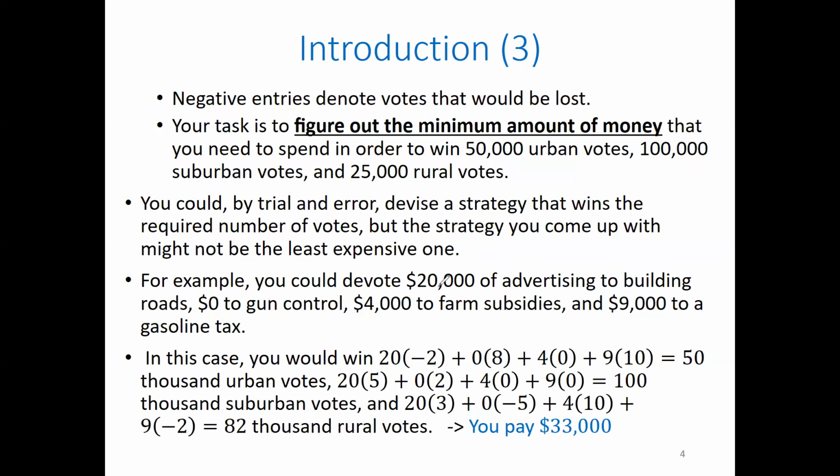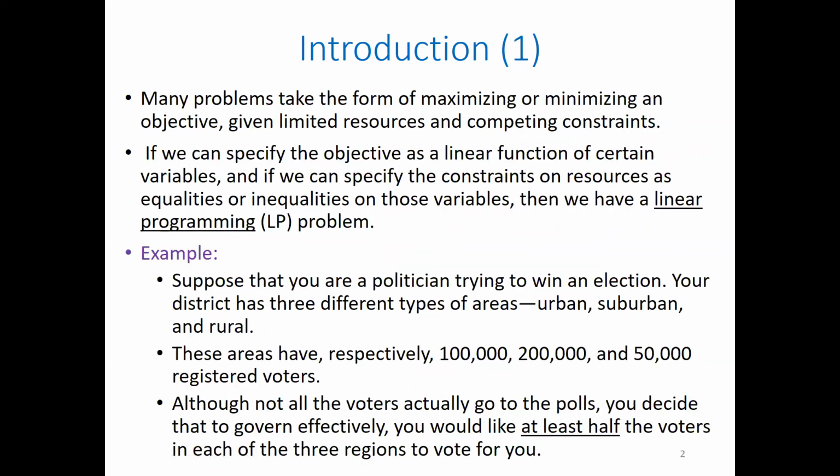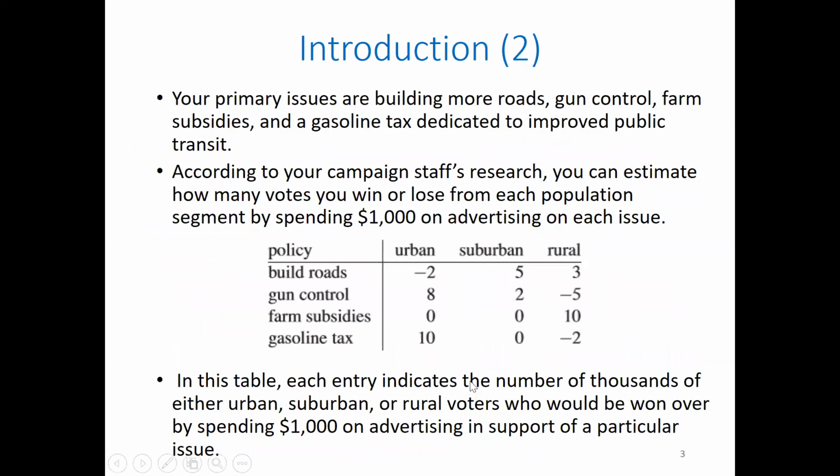For example, you could say, what happens if I put $20,000 for advertising on building roads, no money on gun control, 4,000 for farm subsidies, and 9,000 for gasoline tax. So this is the budget you intend to invest for each topic in your agenda. If you go back over here, you keep this table in mind.